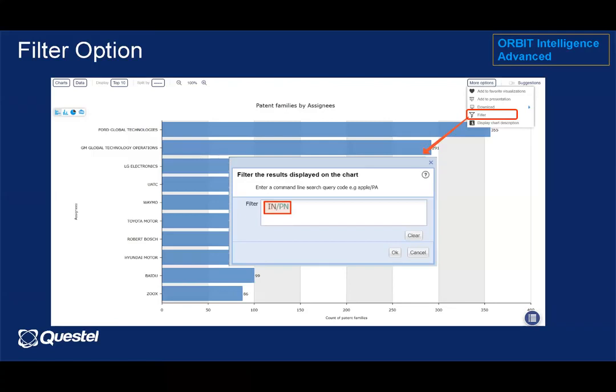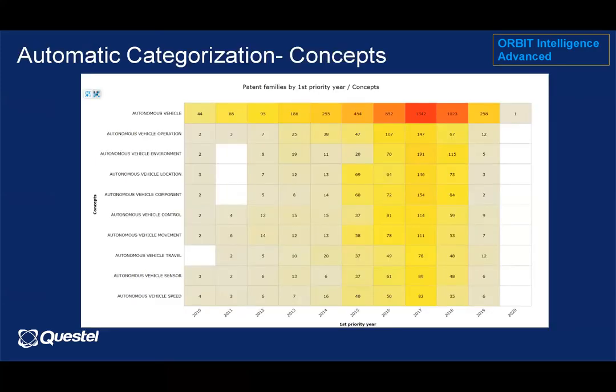So here you can see I have global data for my top assignees, wherein I want to focus only on Indian publications. So I can use a filter option of IN/PN, which will give me only the Indian scenario. So similarly, other options can be used in a filter option.